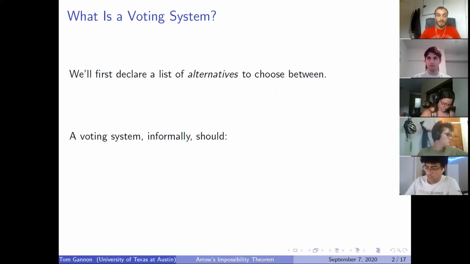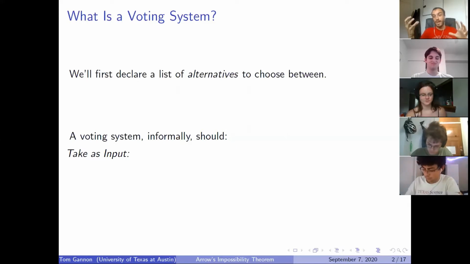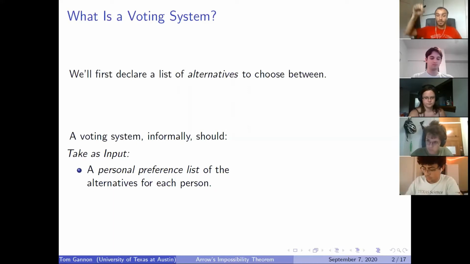So our idea is that our voting systems will, informally, you could make this a formal mathematical definition if you want, involving Cartesian products of sets, whatever that means, but you don't need the formal math at all to understand what's going on in this talk. So informally, a voting system should take in as input, every person is going to put in a ballot. So the voting system needs to know how to handle every possible configuration of everyone's ballots. So we'll take in a personal preference list of the alternatives for each person. That's what a voting system should take in as an input, right? Everyone who is allowed to vote should be putting in a personal preference list.